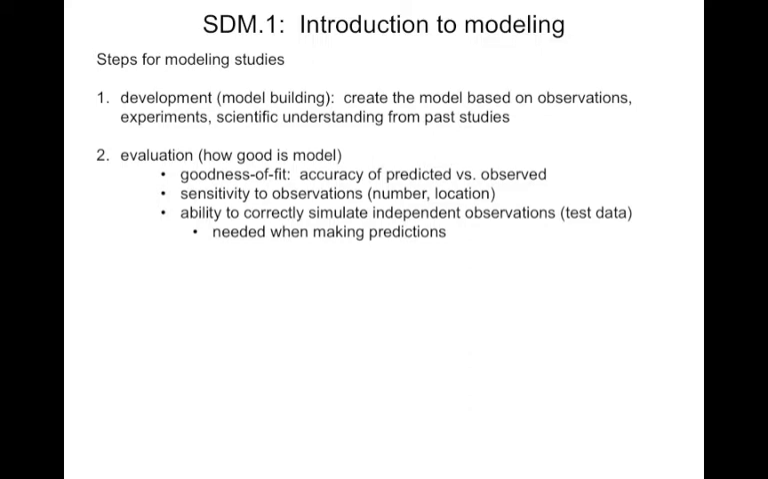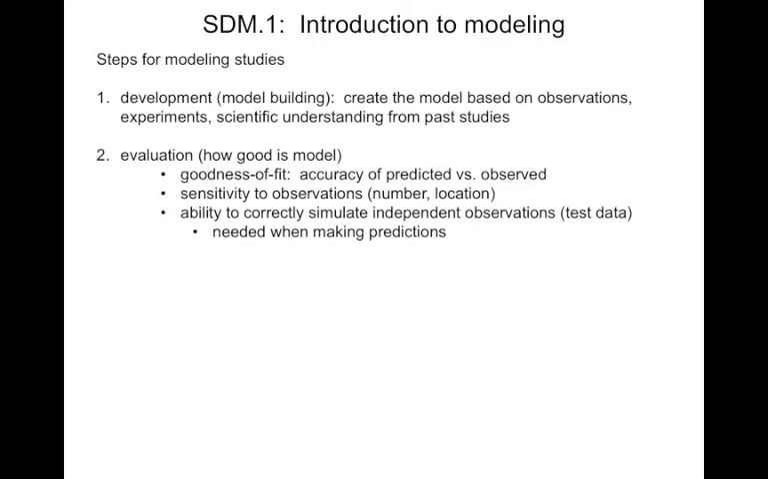The second thing is sensitivity to the observations. If you remove 5% of the observations, does the model look very different? Hopefully not, but it could be sensitive to that. And then the third thing is the ability for the model to correctly predict independent locations, that is, observations that weren't used in the model development.